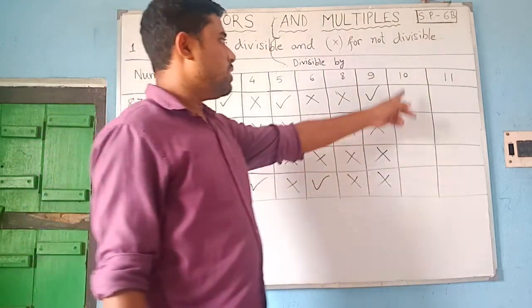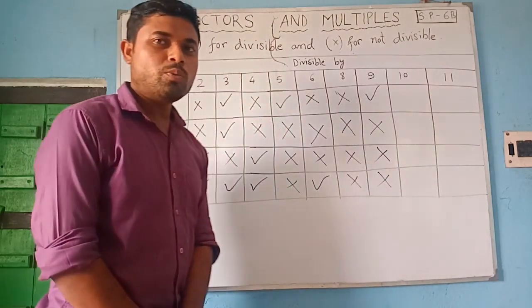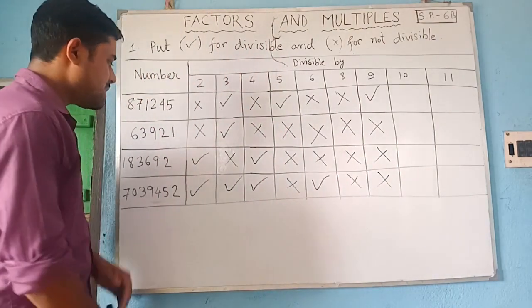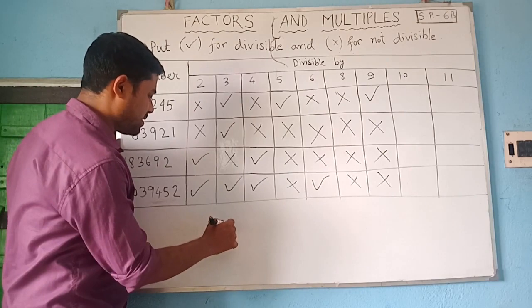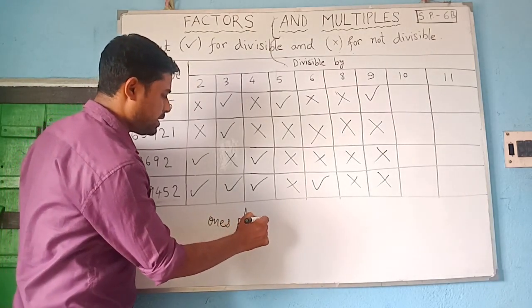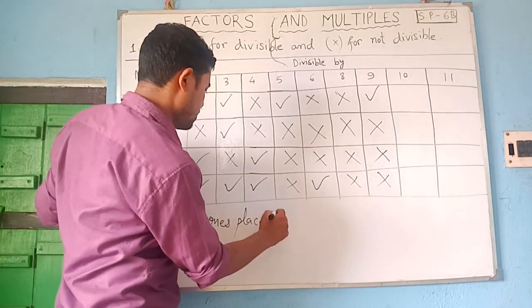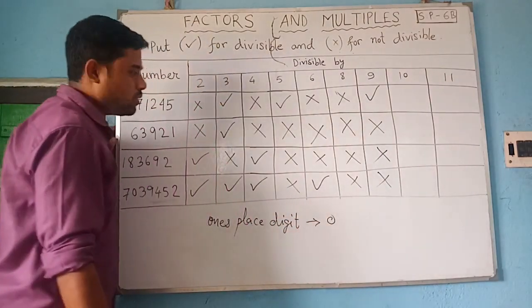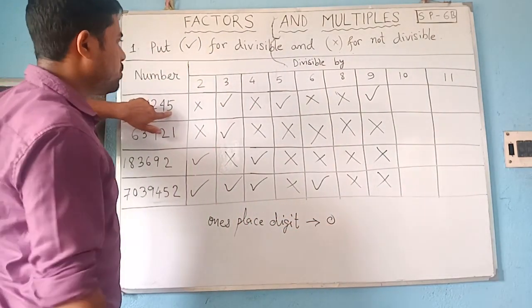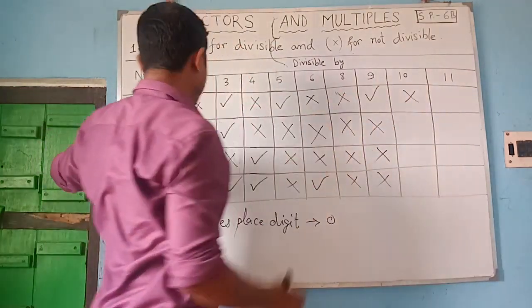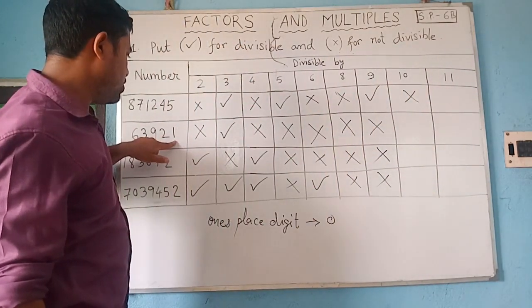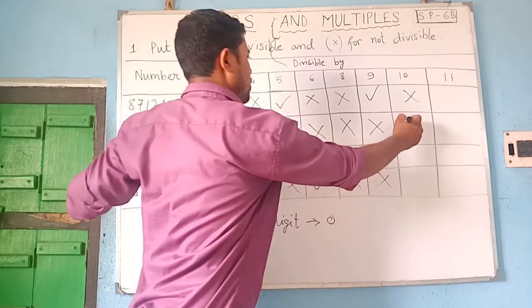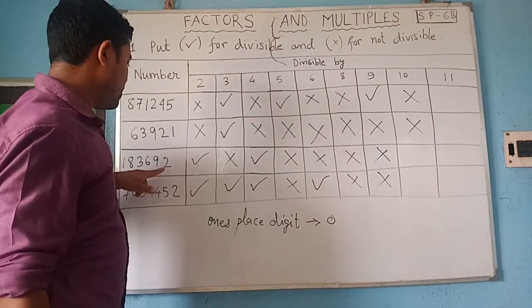Now come to divisibility for 10. What is the rule for divisibility by 10? The rule is check the ones place digit. The ones place digit should be 0. So is there any 0? No, the number is not divisible by 10. Is there any 0 in the ones place? No, the number is not divisible by 10.